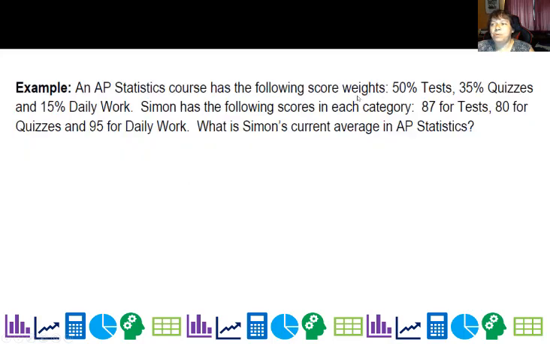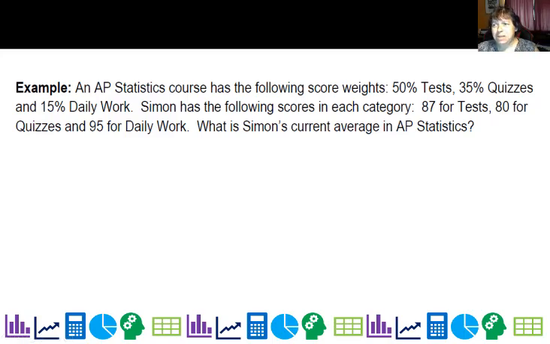So in this example, I have my AP Statistics course with the weights for the different categories, which I just discussed. And Simon has the following scores in each category. He has 87 for test, 80 for quizzes, and 95 for daily work. What is Simon's current average in AP Stats?